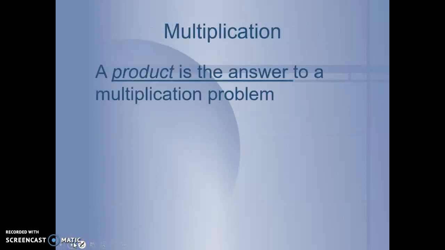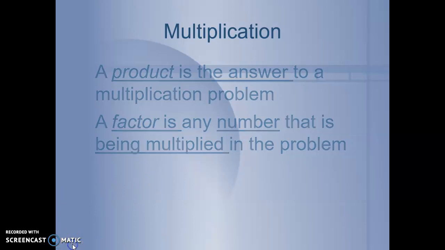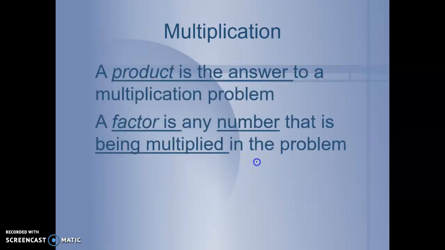A product is the answer to a multiplication problem, while a factor is any number that is being multiplied in the problem. I stated that earlier, but if we're doing some numbers here, you know that 3 and 6 are factors of the product 18. You should be able to not only come up with a product from given factors, like we just did, but you should be able to work in reverse. For example, if I give you a product of 18, what factors do you know? See if you can list them.